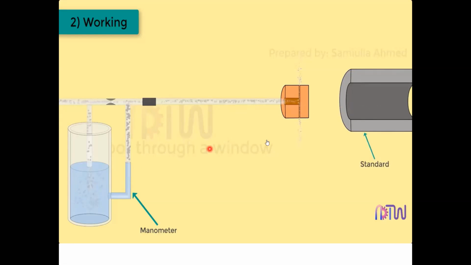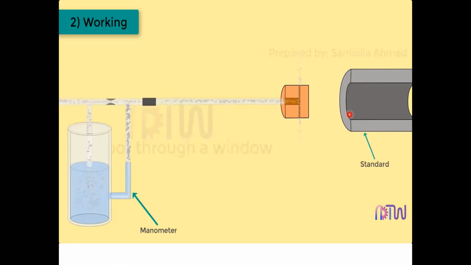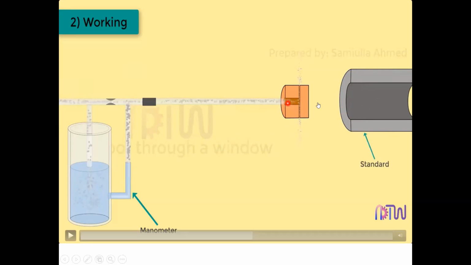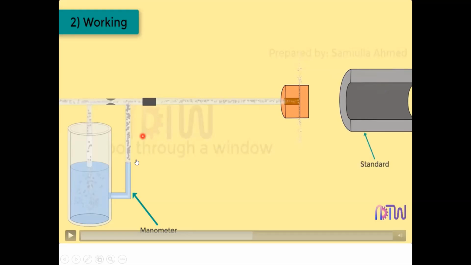Then you have to replace this standard workpiece with the component produced, a similar cylindrical component, which is to be inspected. And then this workpiece is allowed to pass. This gauging head simply releases this compressed air through the jets, and this air strikes the inner surface of the cylinder. Because of irregularities present inside the inner surface of the cylinder, back pressure is created. Because of this back pressure, the water level in this manometer is lowered, and that is identified here.